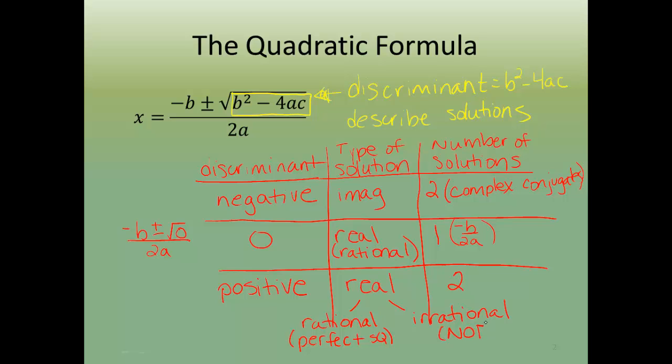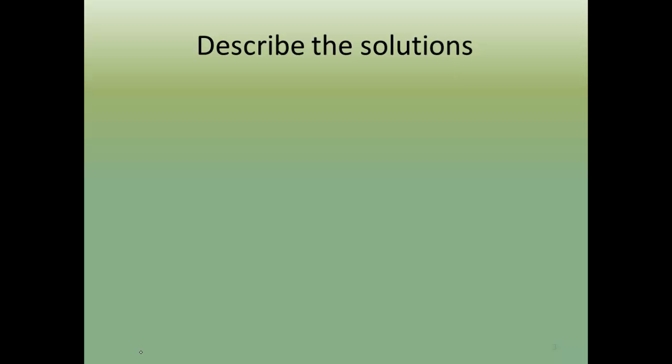If it's a perfect square like 25 or 49, I'm taking the square root of a perfect square. It's going to give me a whole number, which makes my solution rational. If it's not a perfect square, I won't be able to simplify that square root to a nice number, and my solutions are going to be irrational. So that's the information you need to be able to describe solutions. Let's take a look at some problems.